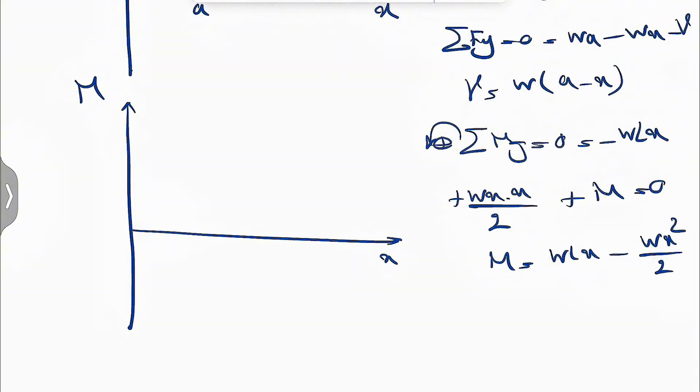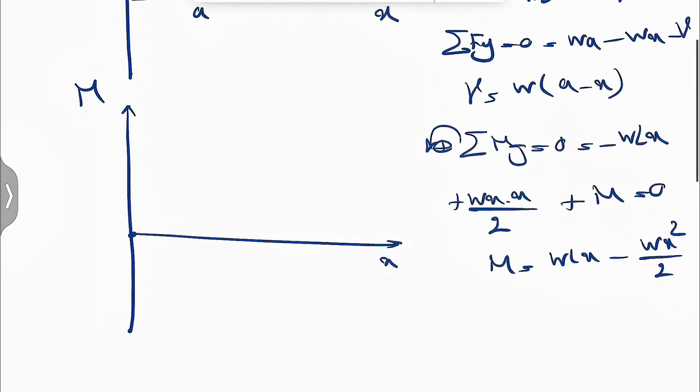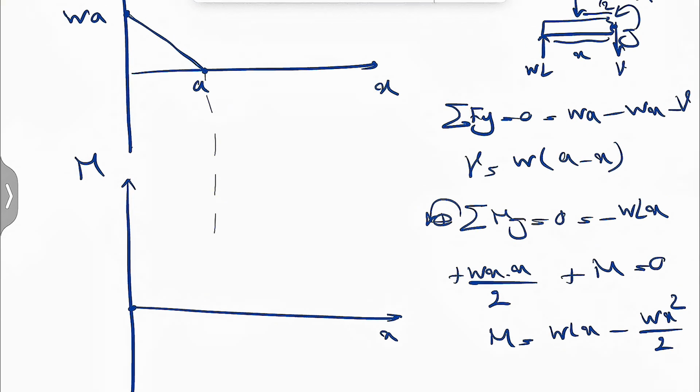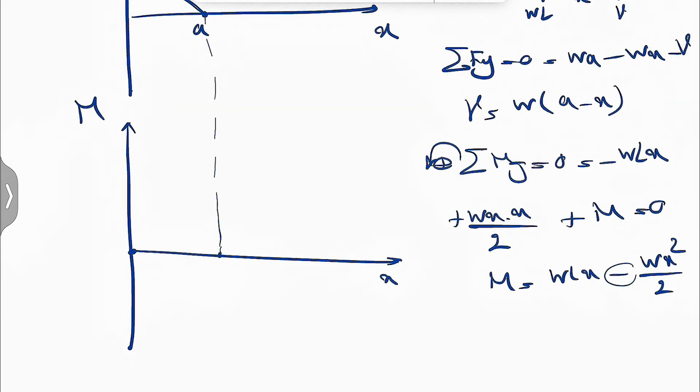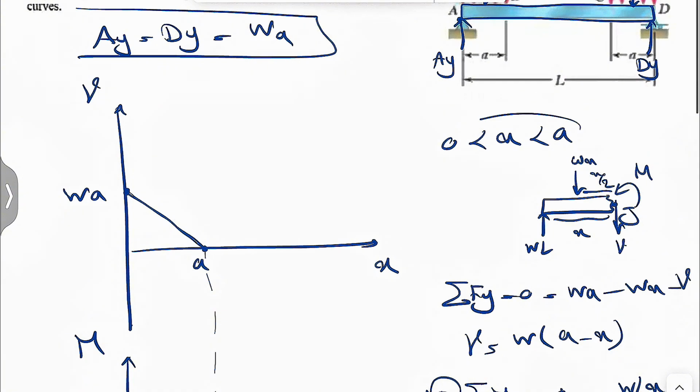So if we put X equals 0, we're going to get 0, and if we get to the point A, the negative sign is going to show that our parabola is facing down, so it's going to be something like this, so that was for X from 0 to A.